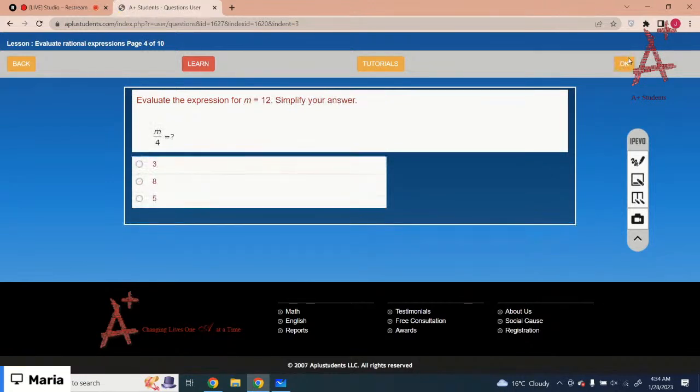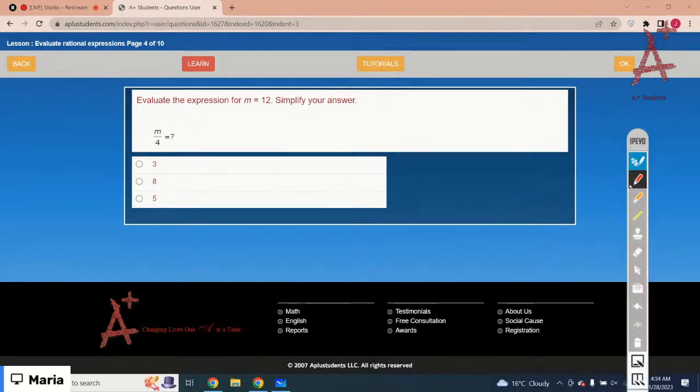Okay, the next one is evaluate the expression for m equals 12. So just replace the value of m. It would be 12 over 4. 4 times what number is 12? So that equals 3. 4 times 3 equals 12. Got it? The correct option is 3.